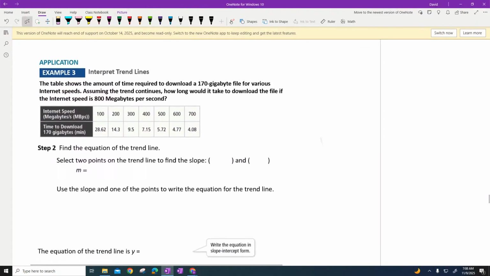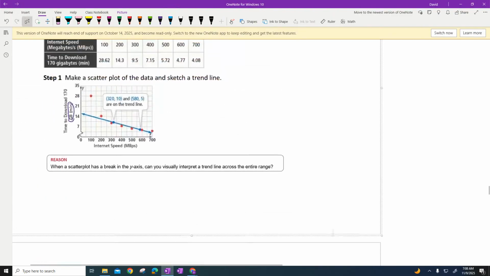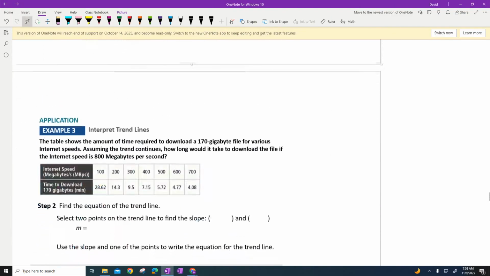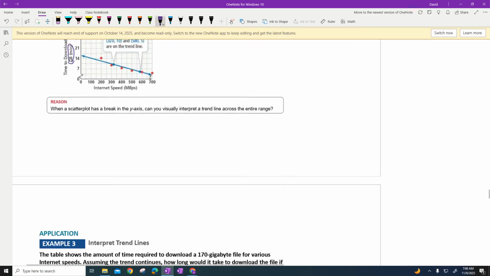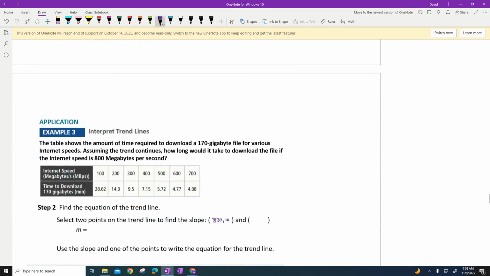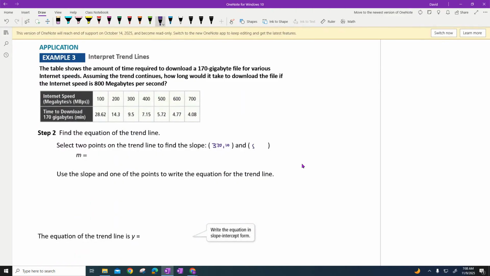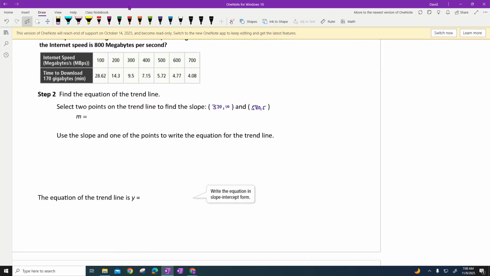So we're supposed to use those 2 coordinates, which I need to copy down there, 3, 20, 10. So that's one of them. And my other coordinate that they want me to use is 585. All right, use the slope. They didn't use any of these points up here. It says select 2 points on the trend line. So they give us the 2 points, go find the slope. Go.